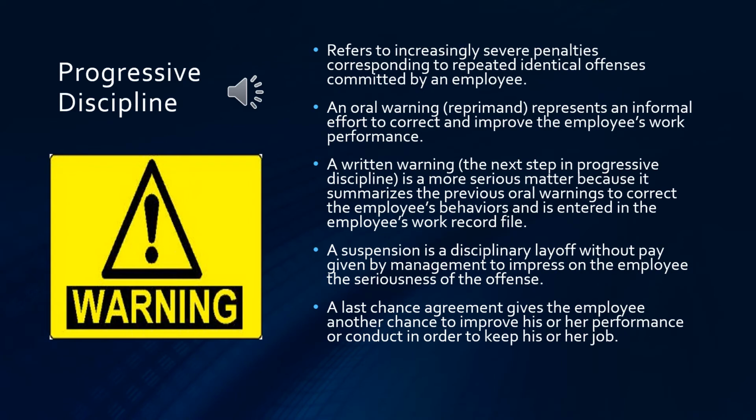Progressive discipline refers to increasingly severe penalties corresponding to repeated identical offenses committed by an employee. An oral warning or reprimand represents an informal effort to correct and improve the employee's work performance. A written warning, the next step in progressive discipline, is a more serious matter because it summarizes the previous oral warnings to correct the employee's behaviors and is entered in the employee's work record file.